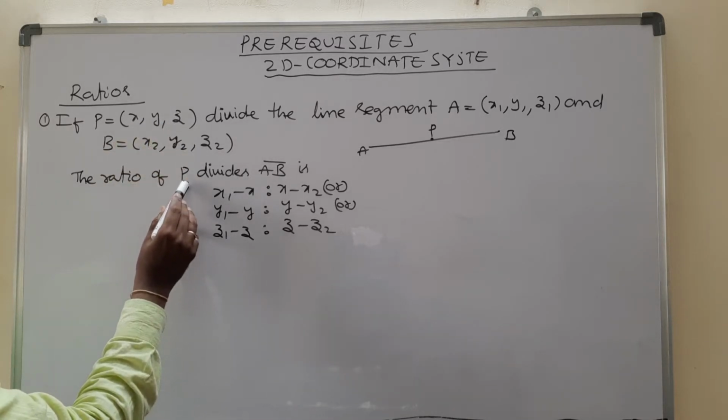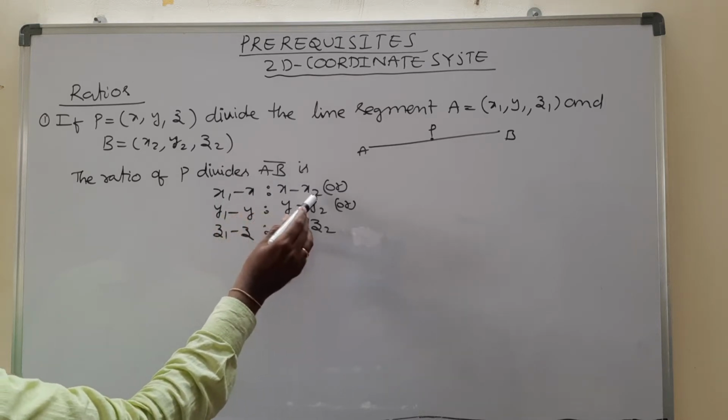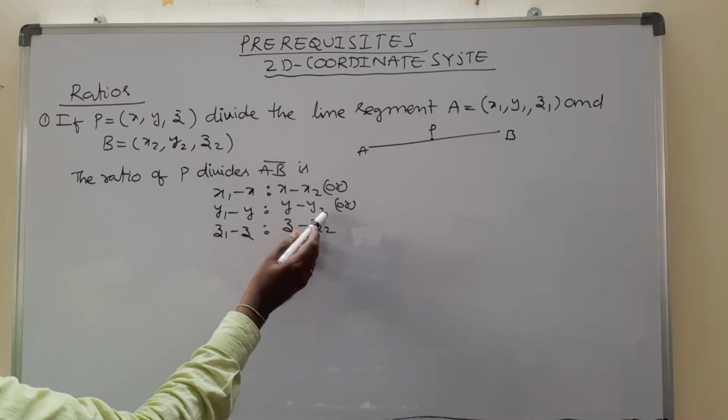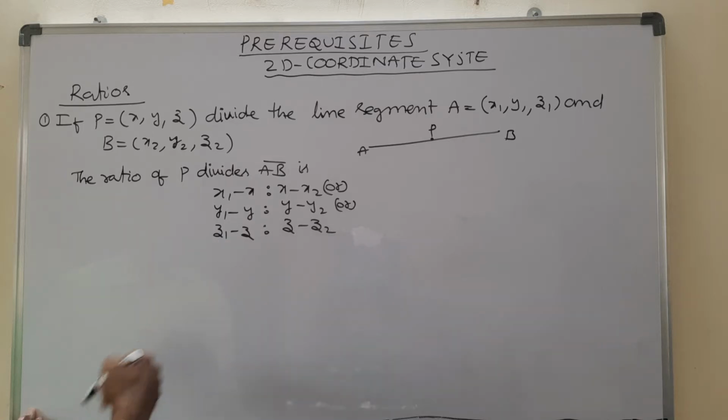Then the formula for P dividing AB is (x1 minus x) is to (x minus x2), or (y1 minus y) is to (y minus y2), or (z1 minus z) is to (z minus z2).